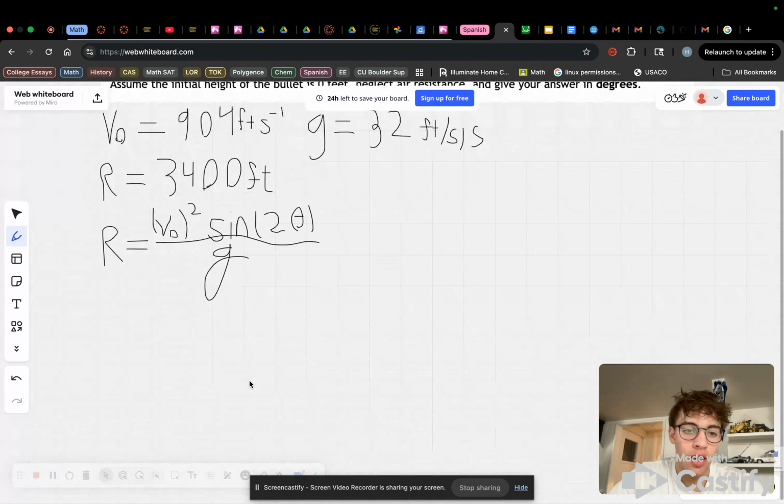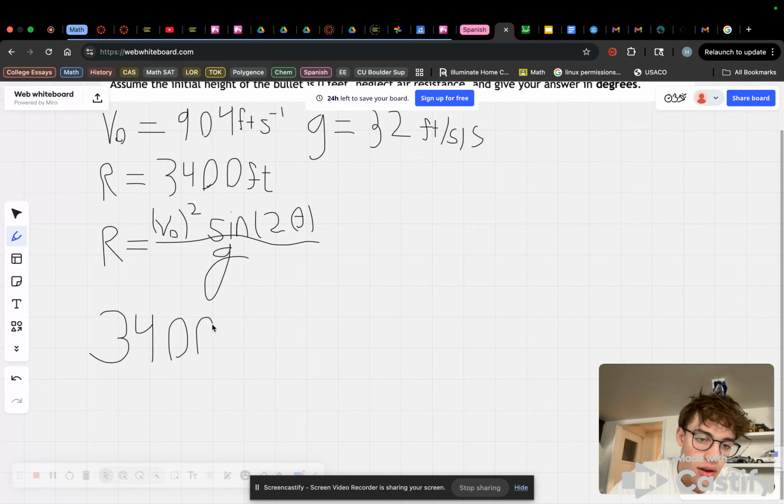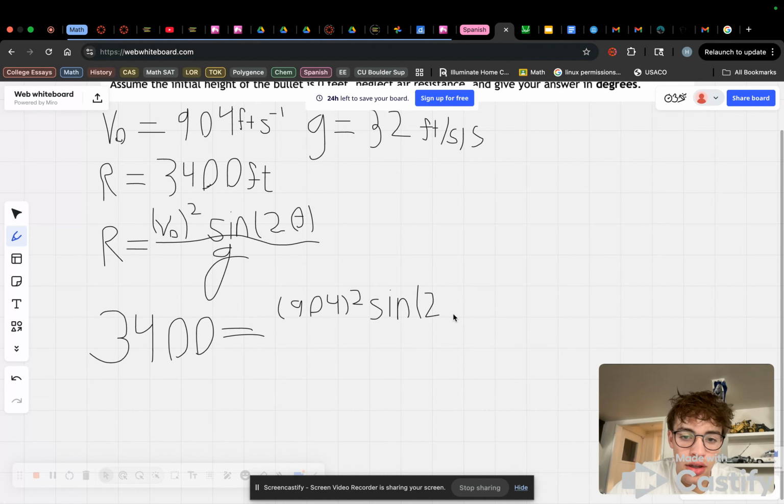So now we can substitute our given values in and solve for the angle. 3,400 equals 904 squared times sine 2 theta over 32.